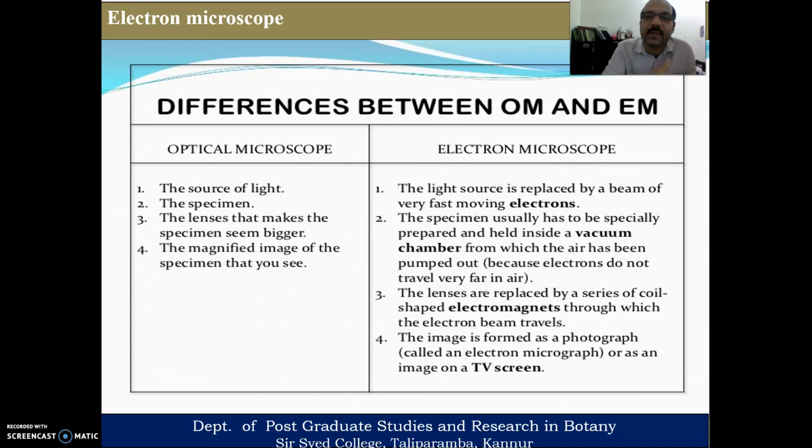With the optical microscope we can see the image with our eyes. But here we can see it in the electron micrograph on the TV screen.